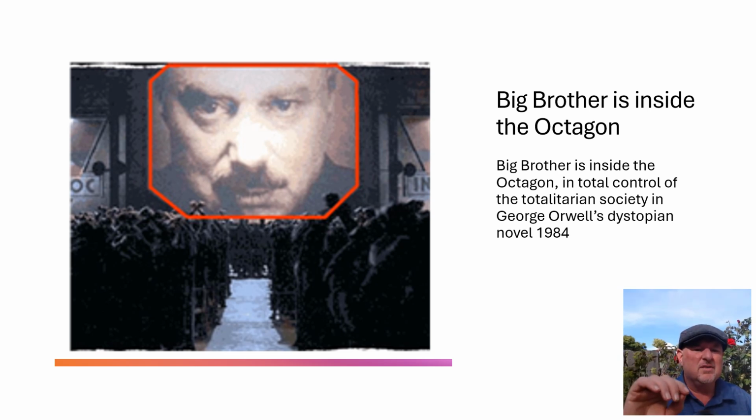In George Orwell's dystopian novel 1984, you can see Big Brother inside the octagon. The octagon represents total control, the totalitarian society in George Orwell's dystopian novel 1984.